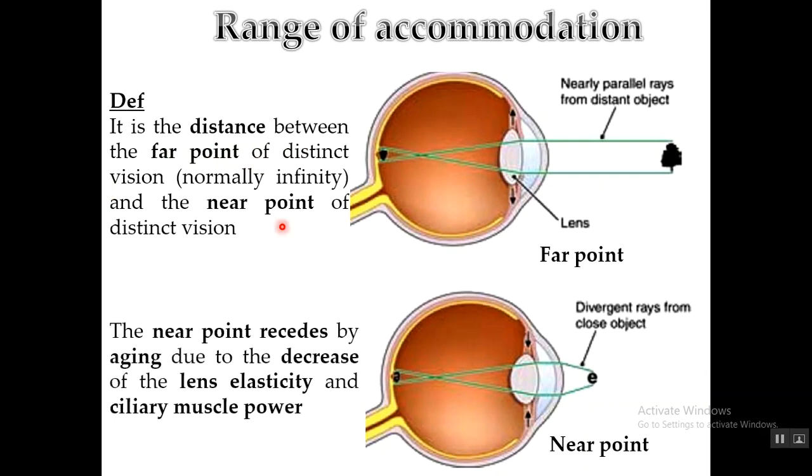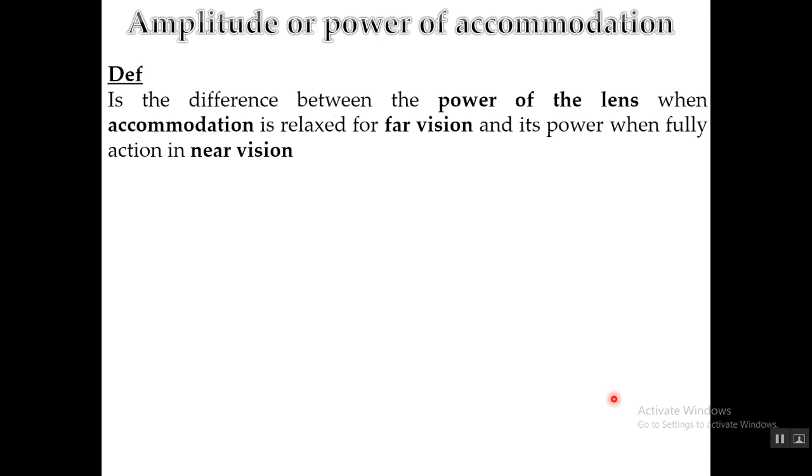The near point usually recedes with aging. What's meant by recede with aging? It increases, or becomes farther away from the eye, with aging. What's meant by amplitude or power of accommodation?